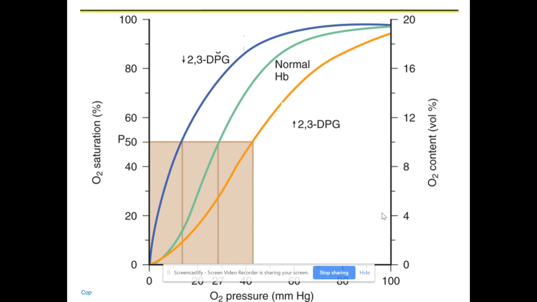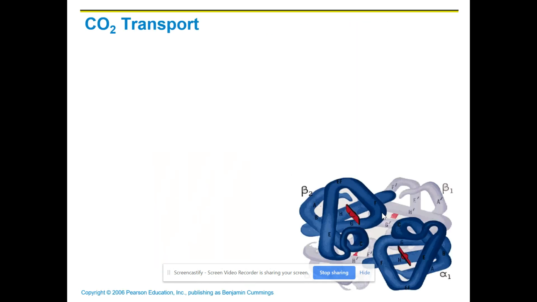When you look at this graph, it shows this. Now, BPG is also called 2,3-DPG. So that's what we see here. So look, the green line is normal DPG, and you can see where the graph is. But if we have more DPG, we shift to the orange line. We shift to the right. Affinity goes down. Easier to unload oxygen. If we have less DPG, the curve shifts to the blue, to the left. Affinity goes up, and it's easier to load oxygen. So all these things affect that.